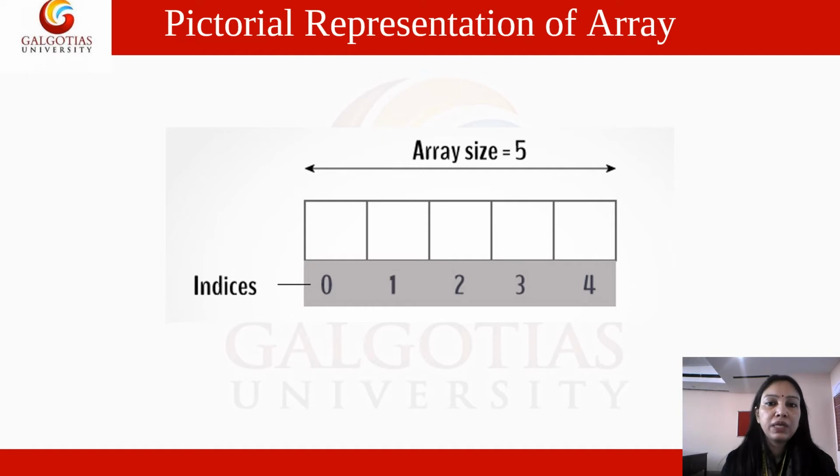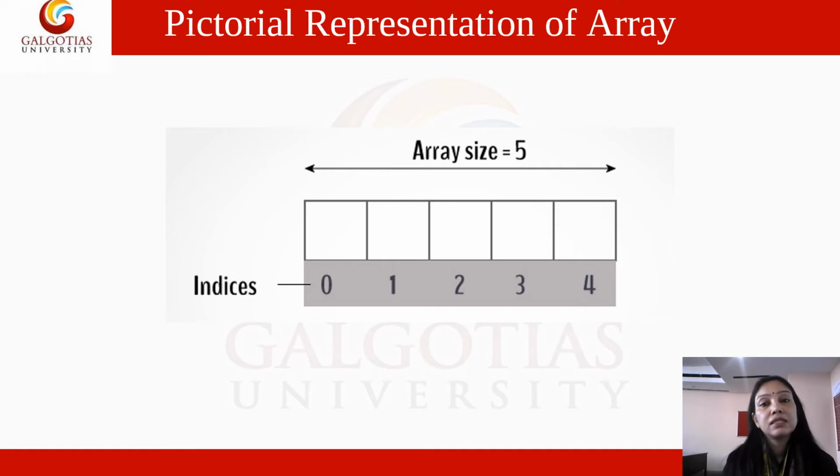So indices, you can say, is the base address also, meaning the first element is going to be stored at location 0. If your array has size 5, you can access your array elements with the help of these indices. If your array name is A, then your first element will be stored at A of 0, then A of 1, then A of 2, and your last element will be stored in A of 4.